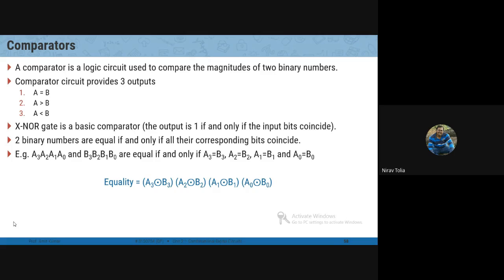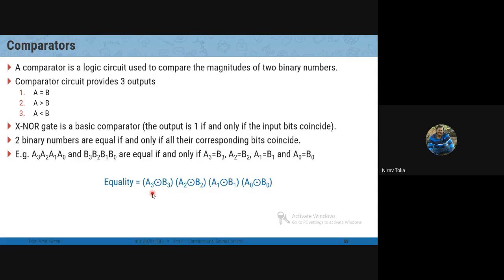So this is the symbol of the equality, and let me show you, wait for one minute. Yes, this is the symbol, a dot in a circle. It is the symbol of the exclusive NOR gate, and a plus sign in a circle is the symbol for the exclusive OR gate. So this is the symbol of the exclusive NOR gate.